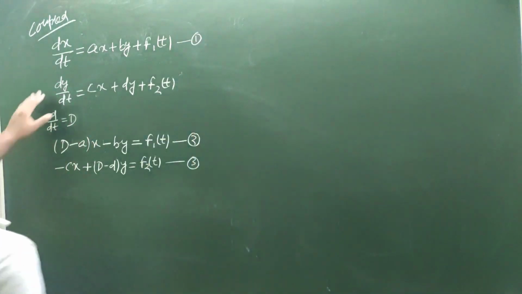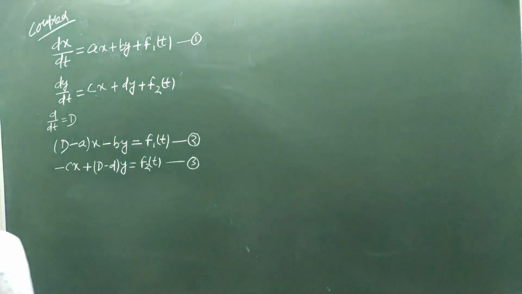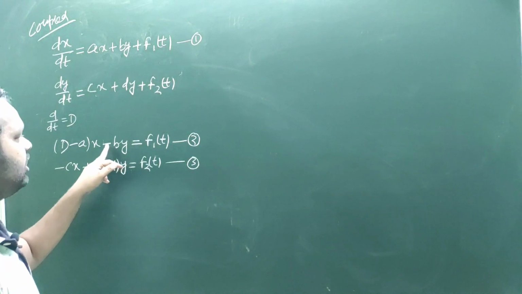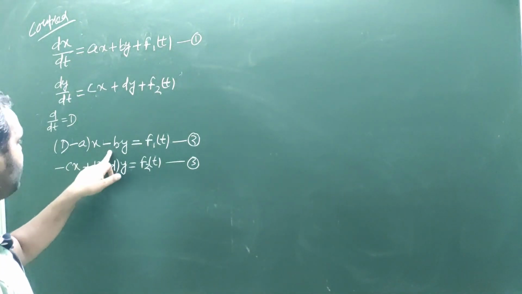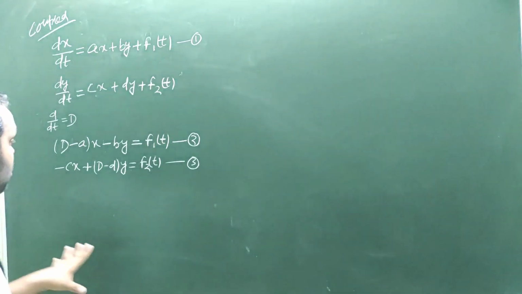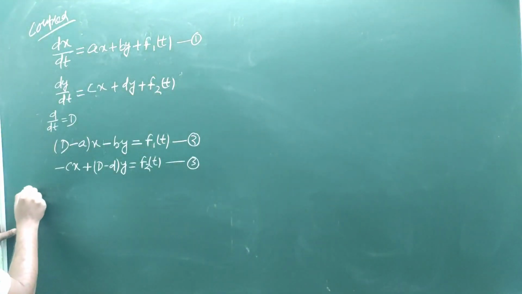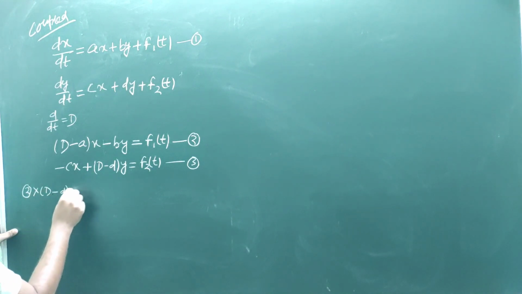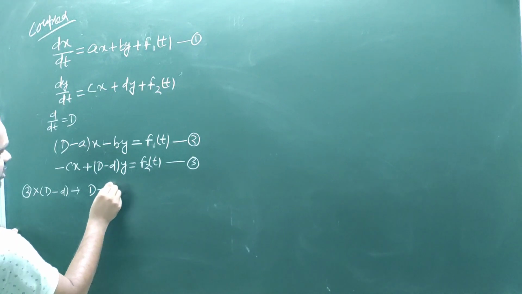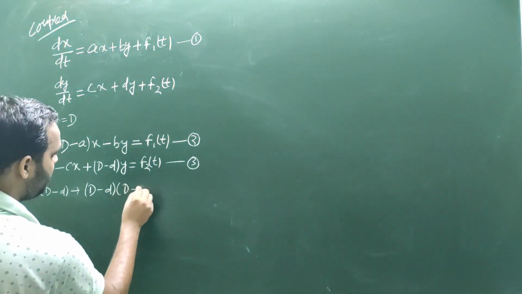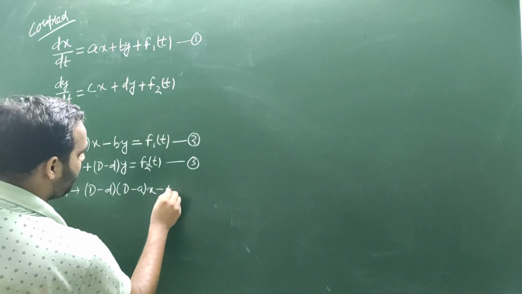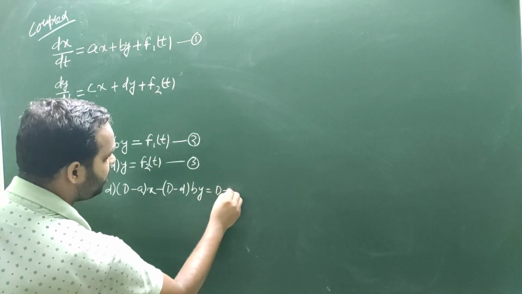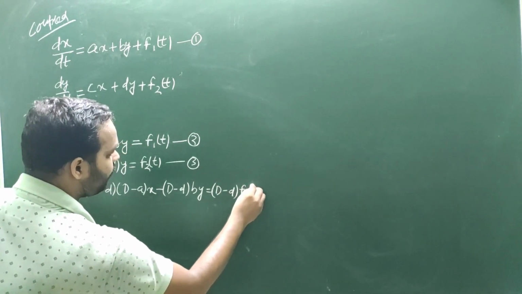This one is 1. I am just neglecting it. So here what you can do, you can just multiply capital D minus small d in equation 2 and b in equation 3 and then add it. If you do that, then equation 2 into capital D minus small d will give you D minus small d into capital D minus small a into x minus capital D minus small d into b y is equal to capital D minus small d into f1 of t.